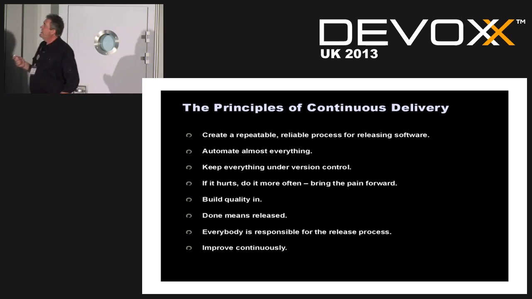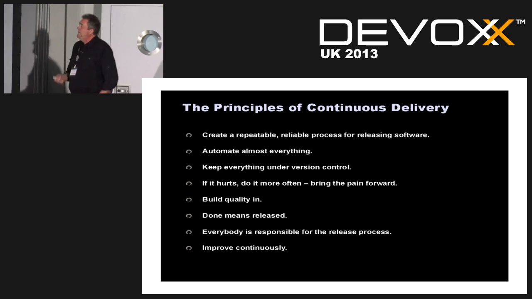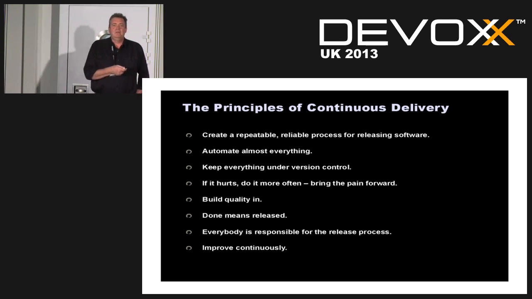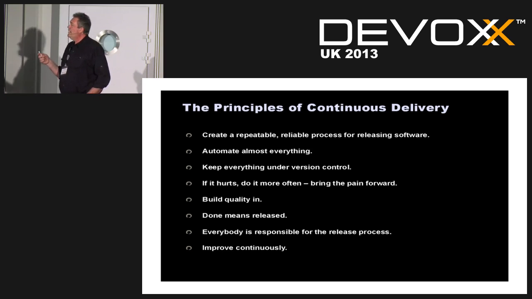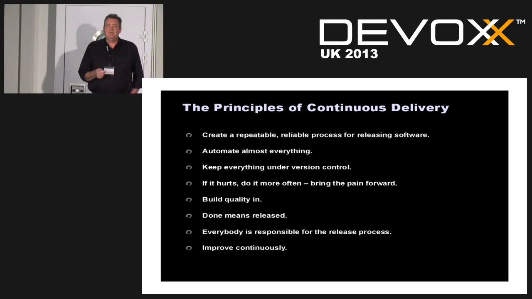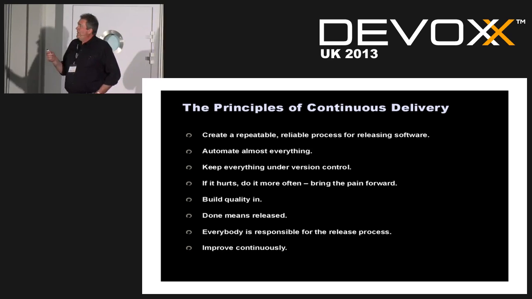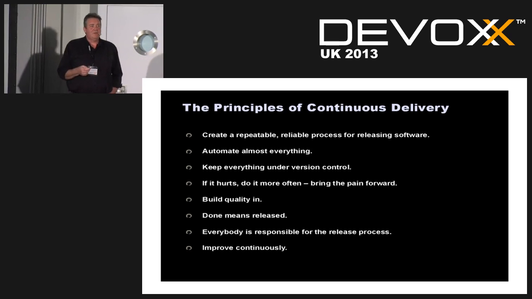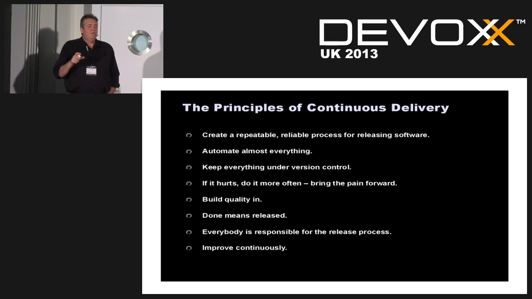So the principles of continuous delivery. Fundamentally, what we want to do is build on known good work. So we want to create a repeatable, reliable process for delivering software. What that means is that we want to try and eliminate, as far as we can, the room for human error.